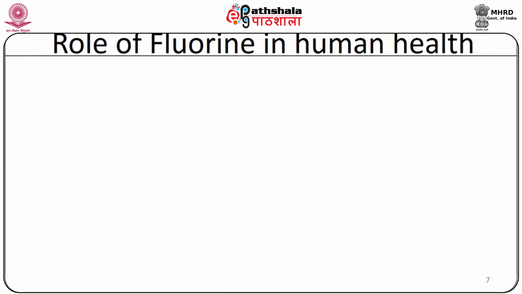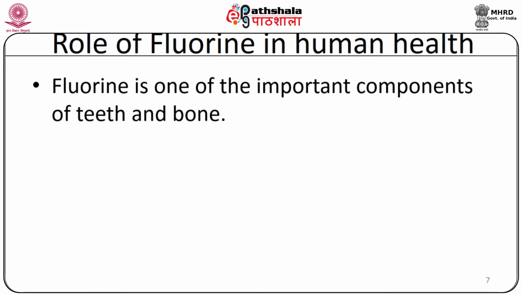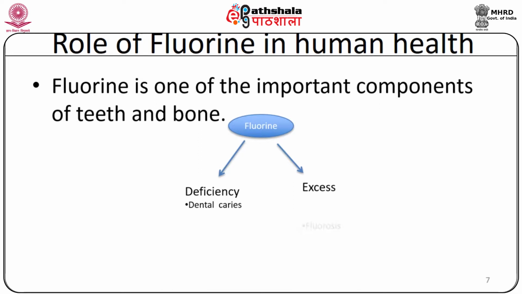Fluorine plays an important role in human health. It is concerned with the growth of the skeletal system, and it is one of the important components of teeth and bone. Therefore, if there is a deficiency of fluoride, it will lead to dental caries, that is decay of teeth, and if there is excess, it leads to a condition known as fluorosis. So it is dangerous in both ways. It is called a double-edged sword. It means that less is also dangerous and excess is also harmful.